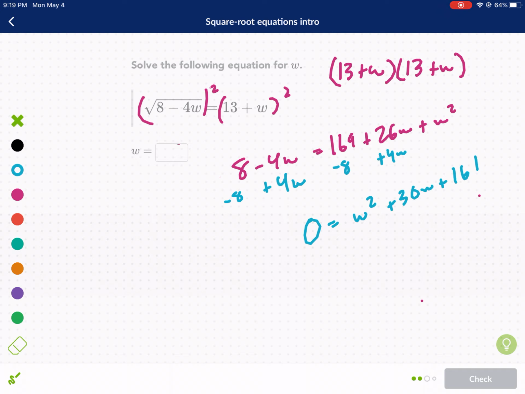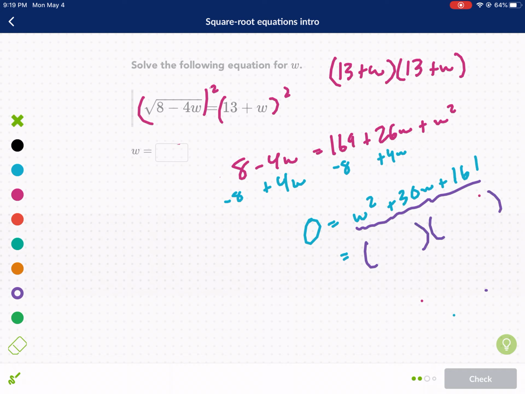Oh, well, that is a doozy. So hopefully we can find some factors of 161. I think it's 23 and 7. So I use my calculator to help me there. But essentially what you're going to do is you're going to factor this. And I know some of you don't really like factoring, but I'm sorry, this is the problem at hand.